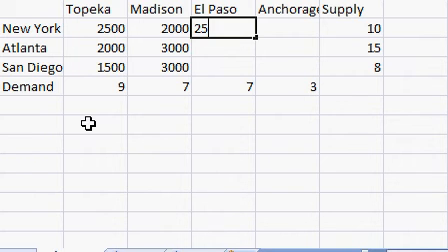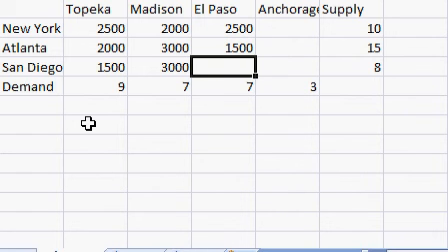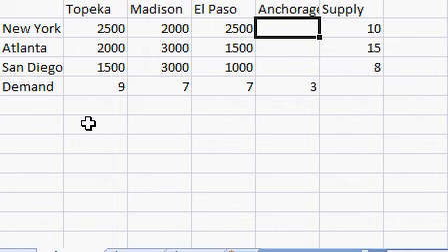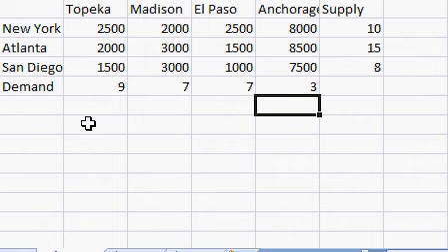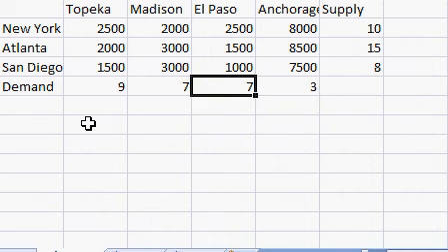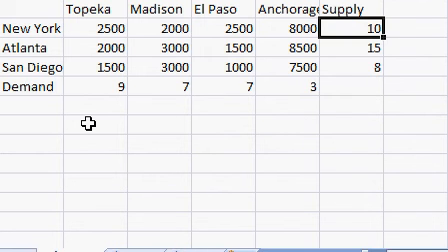It'll be 2,500. Atlanta to El Paso, 1,500. El Paso to San Diego, 1,000. And then Anchorage, New York will be 8,000, 8,500, and 7,500. Okay. So now we've got distances between the cities. We want to minimize that total distance, meeting all the demand and not exceeding all of the supply.